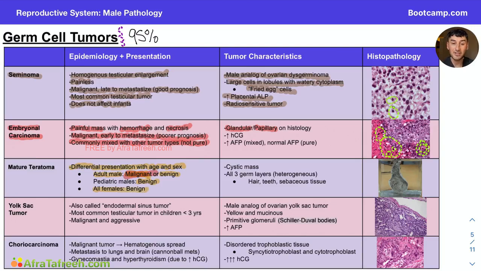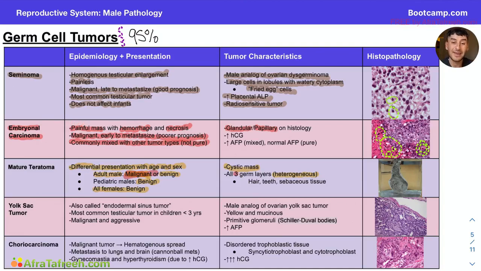So basically for teratomas, if you have an adult male, you want to have a higher suspicion that this could be malignant. Now, in terms of the description of the tumor itself, this is going to be very similar to the female analog. It's going to be a cystic mass, and important here is to note that there's all 3 germ layers. So I'm going to highlight the 3 in red because that's really important. We're expecting a heterogeneous mass composed of ectoderm, mesoderm, and endoderm. So all 3 embryological germ layers.